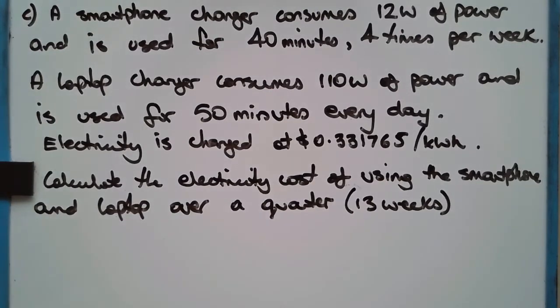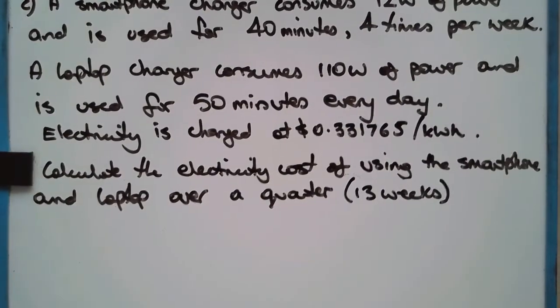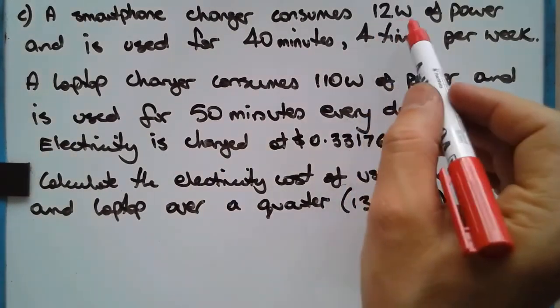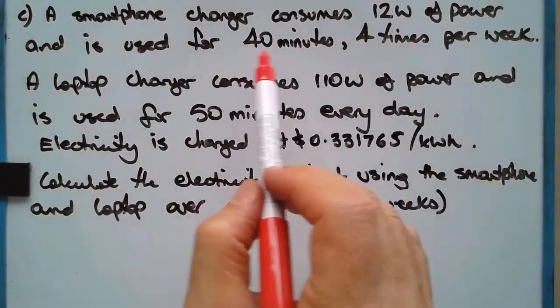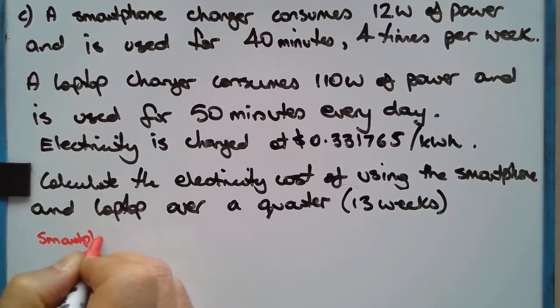Okay. So what we need first up is the number of kilowatt hours. So I'm going to do the calculations a little bit more condensed this time compared to the previous examples where I broke it down. So we have the smartphone charger at 12 watts and being used for 40 minutes 4 times per week. So let's work it out for one first, for the smartphone charger.